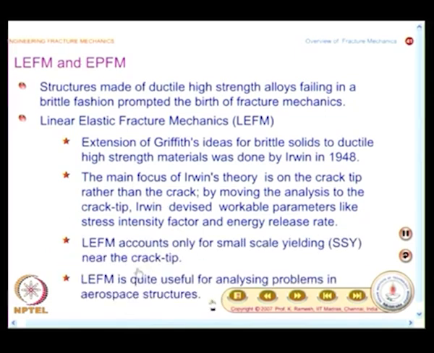And we have already emphasized that the moment you have a crack, you will have a very high level of stresses. So, definitely a plastic zone will develop, and LEFM accounts only for small scale yielding near the crack tip. This abbreviation SSY is also a very important abbreviation in fracture mechanics. When you come across SSY, you should understand that it refers to small scale yielding. You have a plastic zone that is very highly localized.